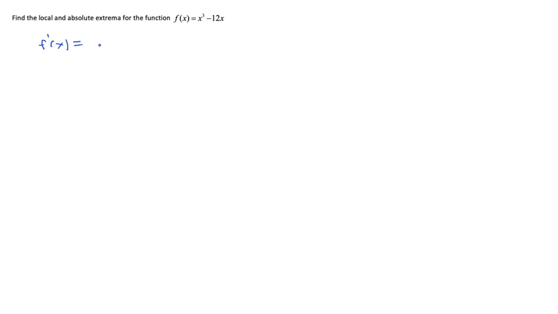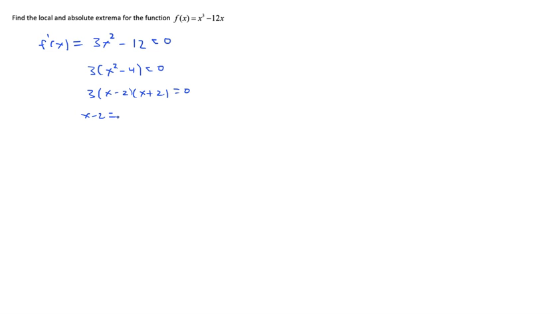So the derivative of x cubed is 3x squared. The derivative of 12x is just 12. So we'll just go ahead and set this equal to 0. Let's see, I can just factor out the 3 here: 3 times x squared minus 4. And then we can factor this guy.